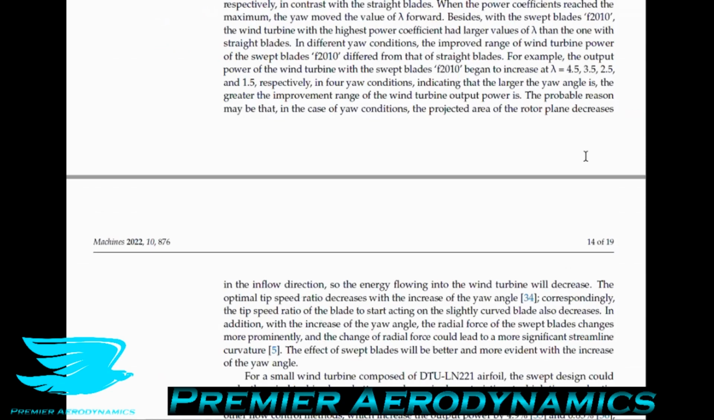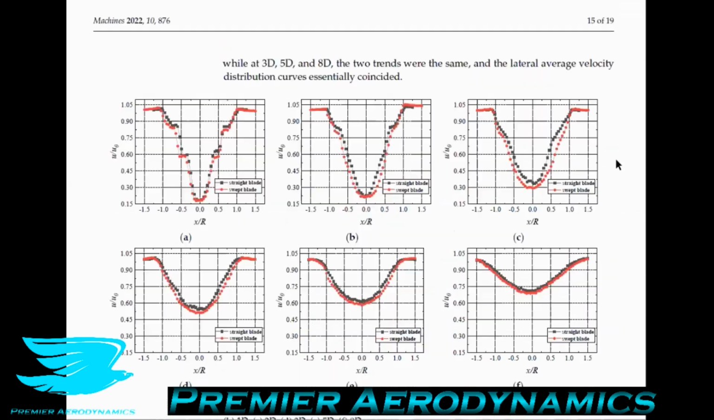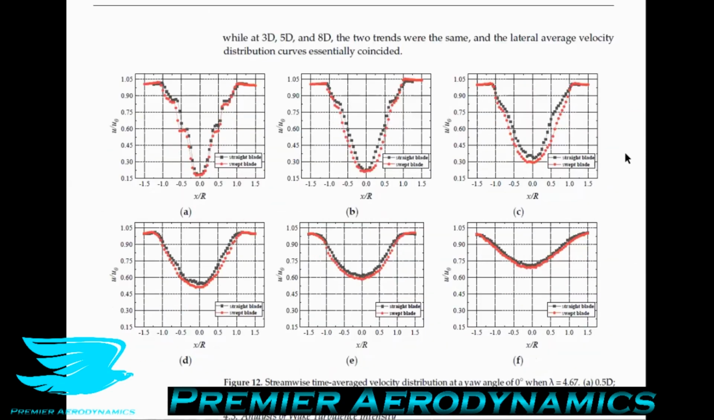And finally, they found that the wake unfortunately takes longer to recover behind a swept blade rotor, at least in this one, but that does make sense because this swept blade rotor is taking out more energy of the flow than the straight blade rotor, so that's to be expected. And that's not necessarily a bad thing because it means you're getting more power.